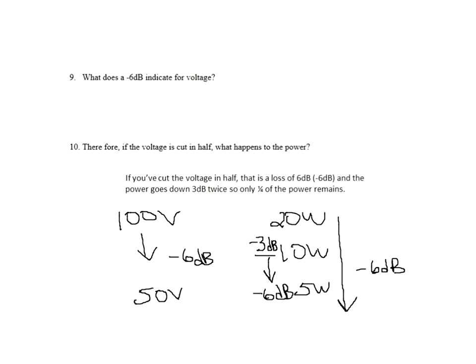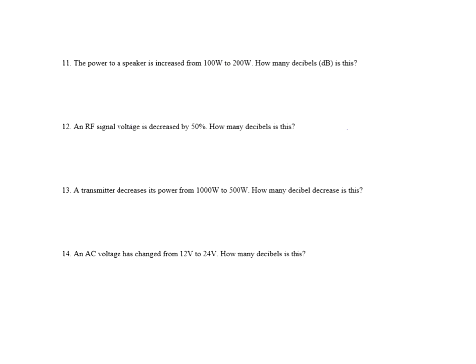The most important numbers for decibels are 6 and 3. Positive 3 means a doubling of the power. Positive 6 means a doubling of the voltage. Negative 3 means cutting the power in half. Negative 6 means cutting the voltage in half. I hope you got that.